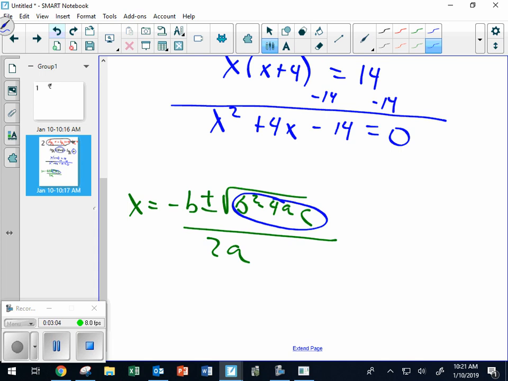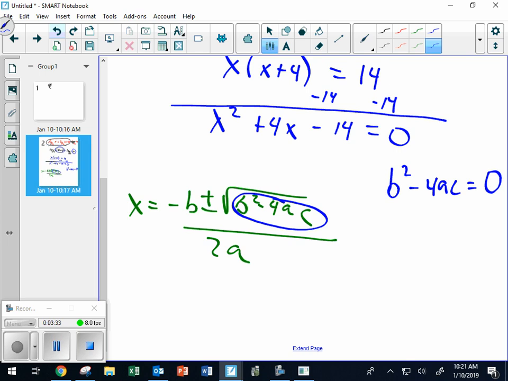What if that part is negative? What would be true about my solutions? There would be no real solutions. What if that part was equal to 0? What would that tell you about your solutions? There would only be one solution. So if you wanted just one solution, you'd say, well, I want to set b squared minus 4ac to be equal to 0. But that's not what you really wanted.